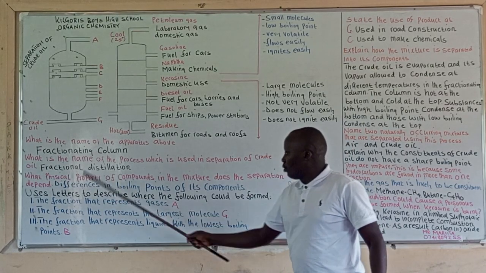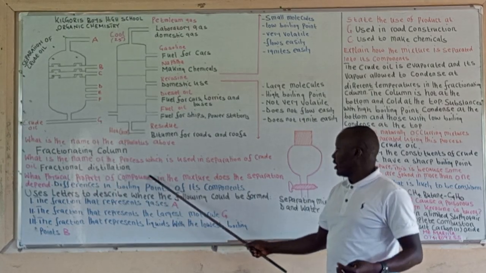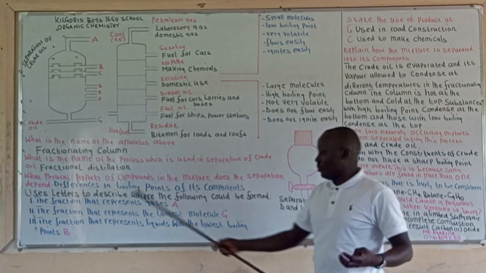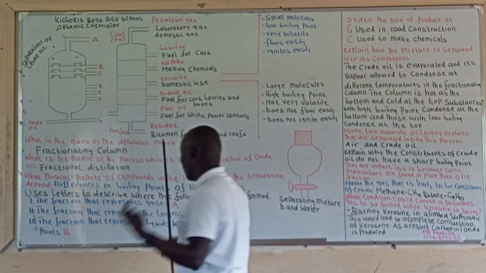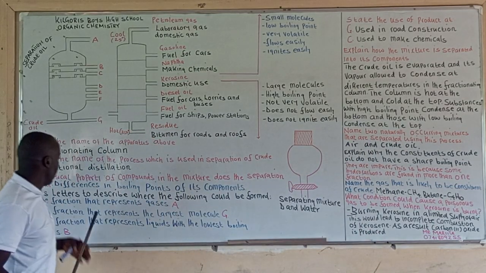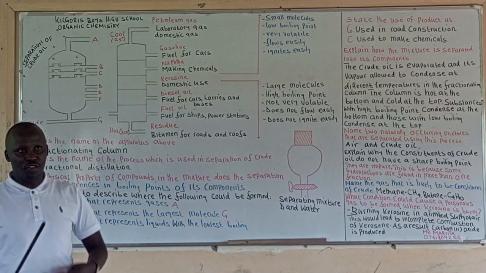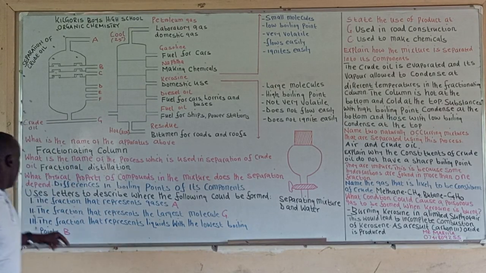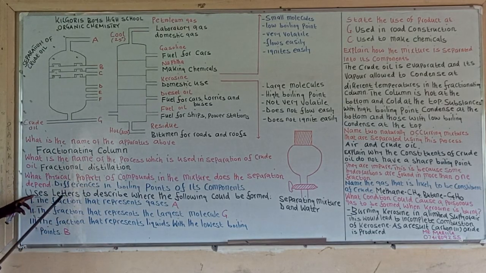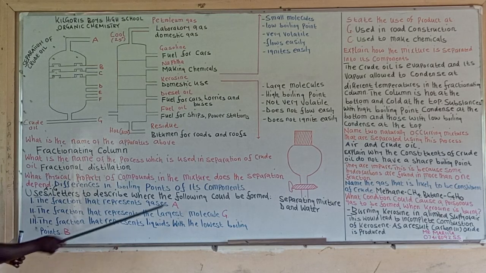What physical property of compounds in the mixture does the separation depend on? So this separation of this mixture, the crude oil, normally depends on the boiling points of the components. Use letters A to G to describe where the following will be formed.